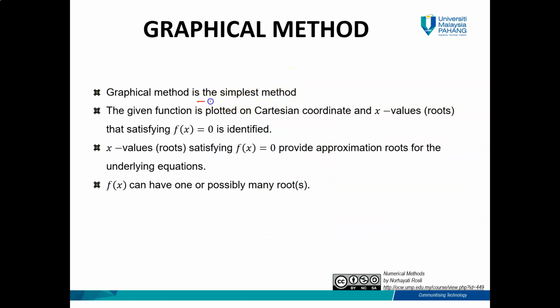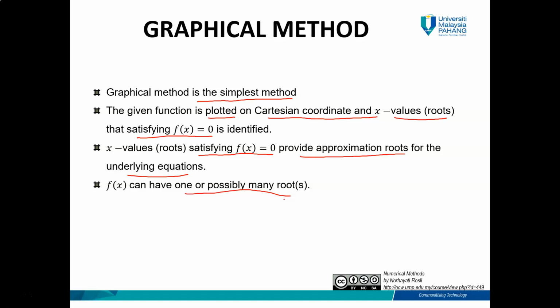The graphical method is the simplest method. The given function will be plotted on the Cartesian coordinate, where the x-axis will give us the values of roots satisfying f(x) equal to 0. And x, the value of the roots that satisfy f(x) equal to 0, provides approximation roots for the underlying equation. And f(x) can actually have one or possibly many roots.